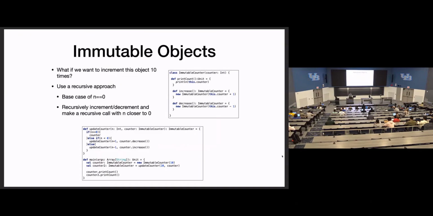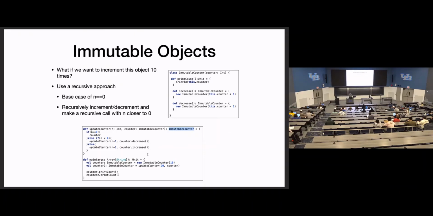So I'm going to write this update counter method, which takes an int n, which will be the number of times I either want to increase or decrease the counter, depending on whether it's positive or negative, and the counter that I want to change. And I'm going to return a new counter with the change applied.